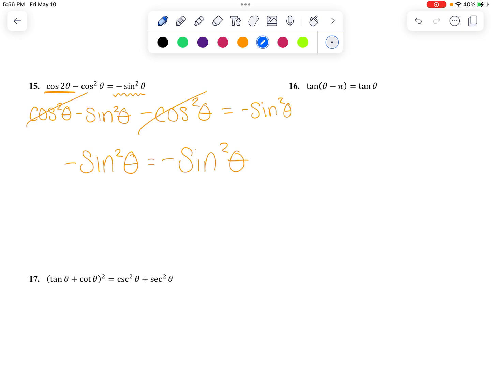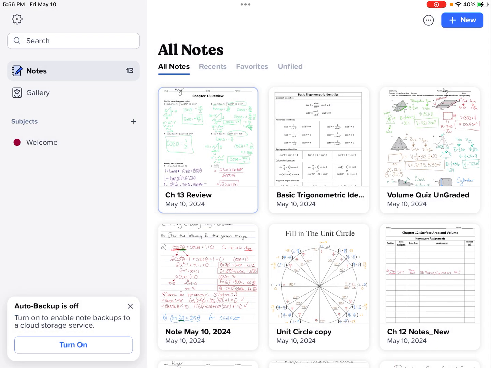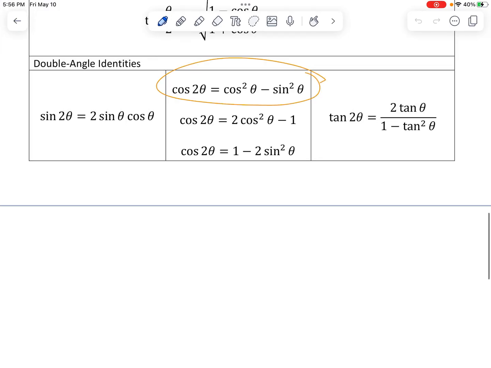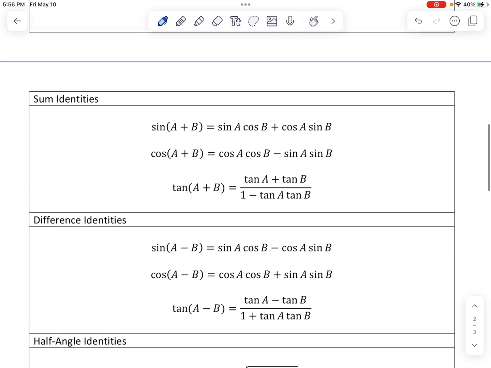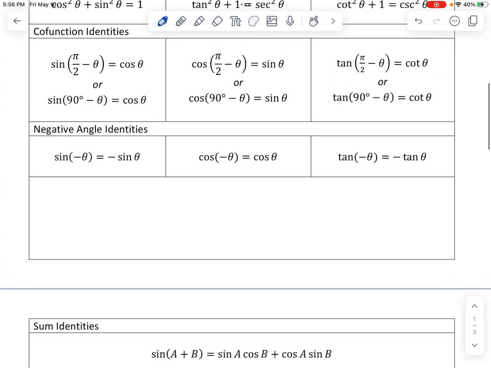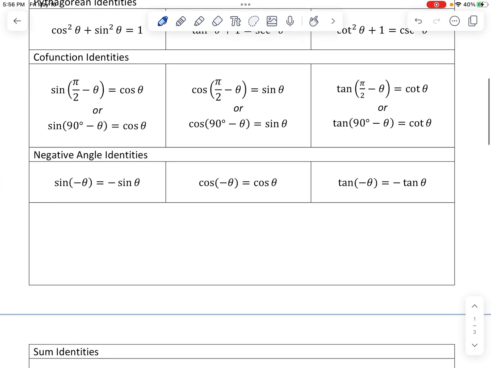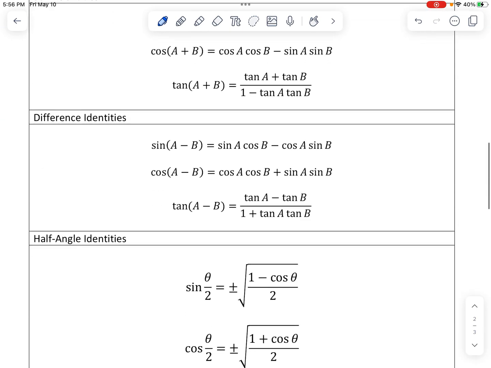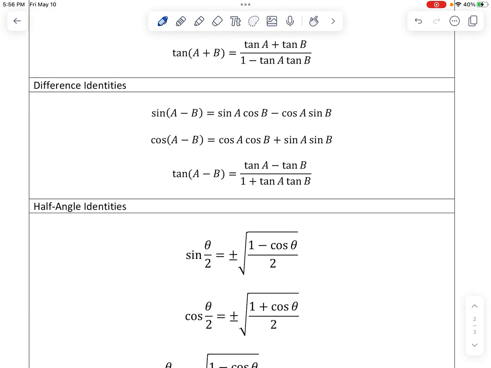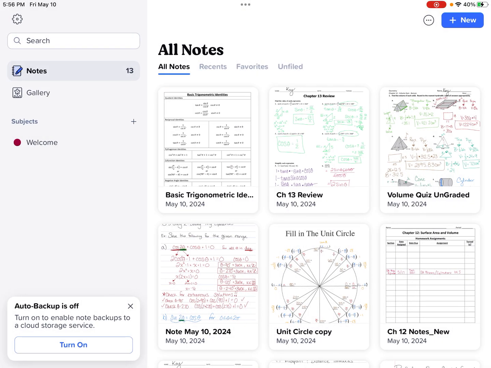Tangent of theta minus pi equals tangent theta is next. So my angles are not the same. When my angles are not the same, I've got to find a way to modify them. I see it's subtracting some things. It's not one of my cofunctions. I always double check that. So it must be a difference of tangents.